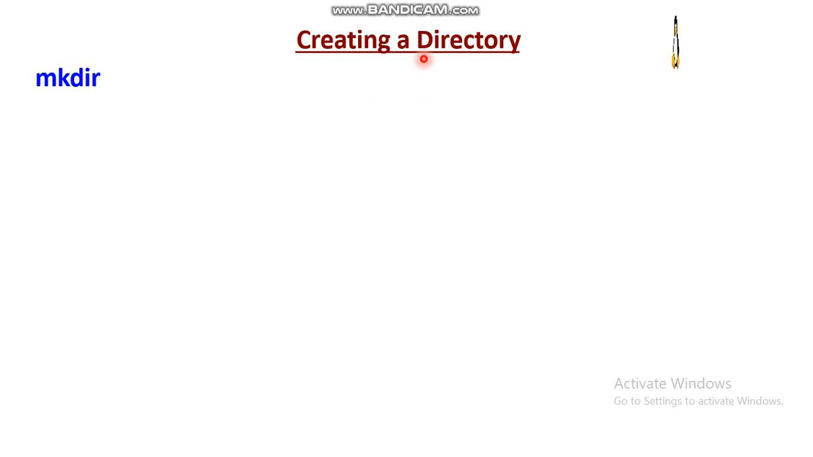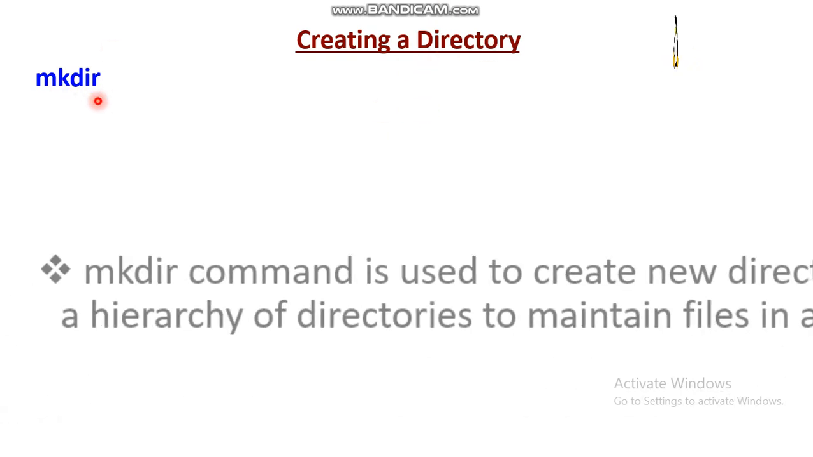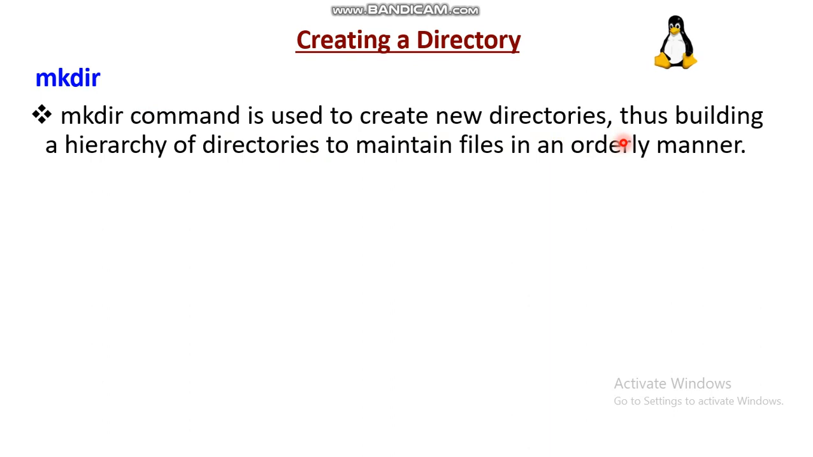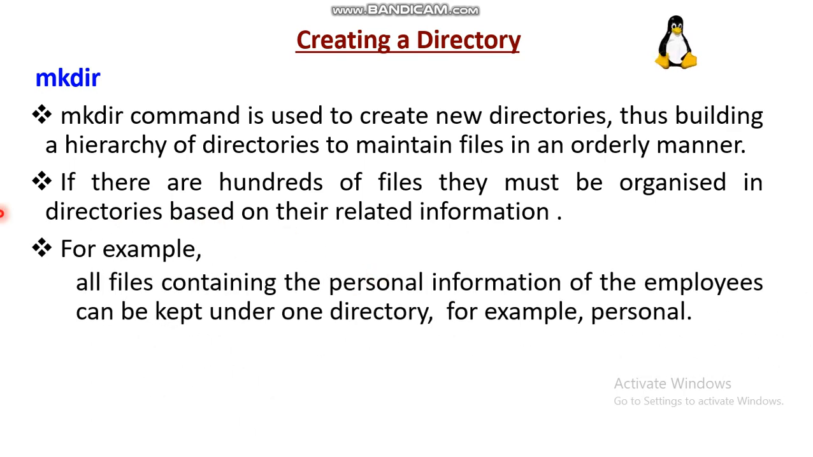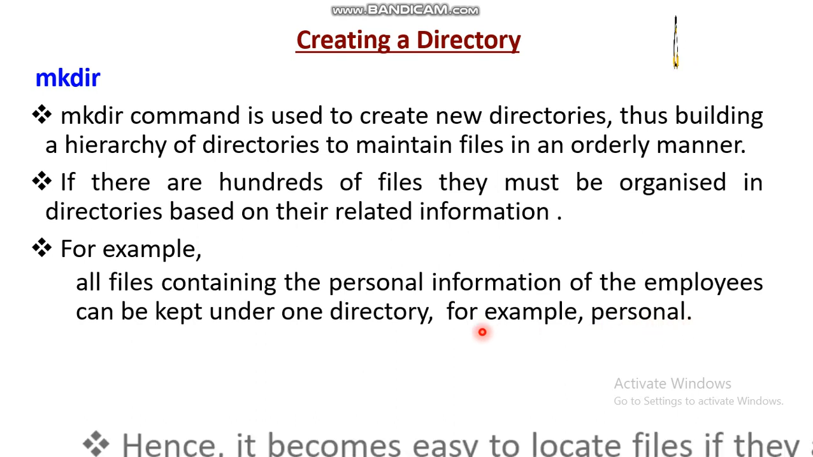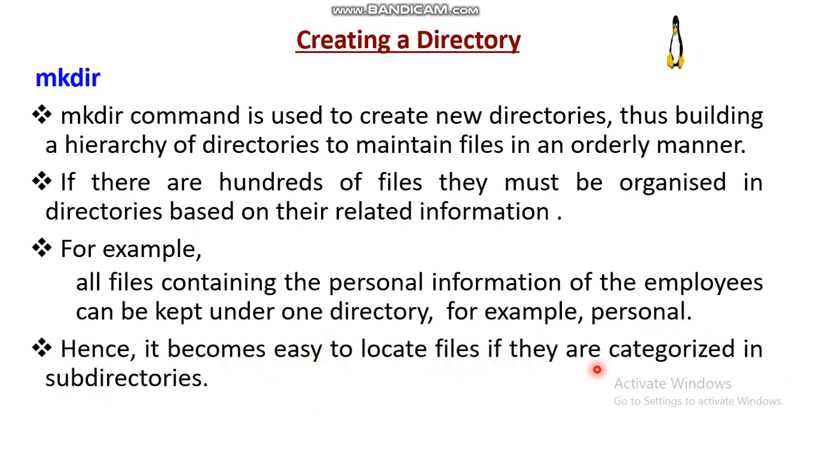Next comes creating a directory. The mkdir command is used to create new directories. If there are hundreds of files, they can be organized in directories based on related information. For example, if files contain personal information, they can be stored in a directory called personal. Hence, it becomes easy to locate files if they are categorized in subdirectories.